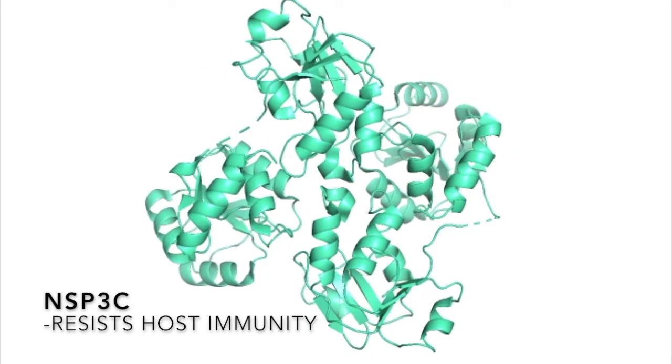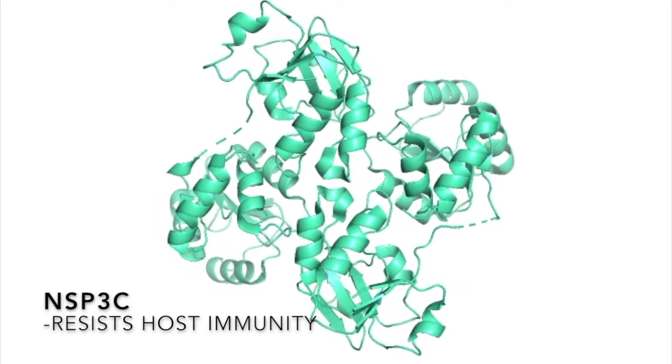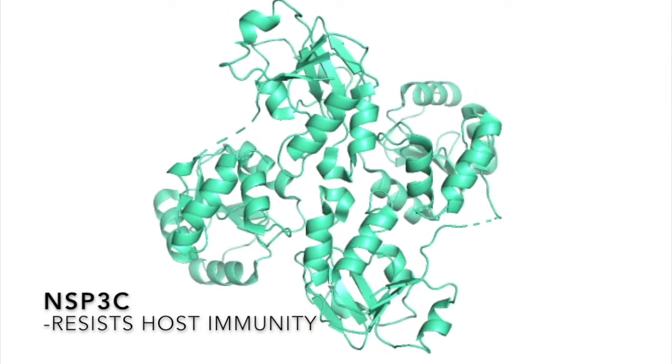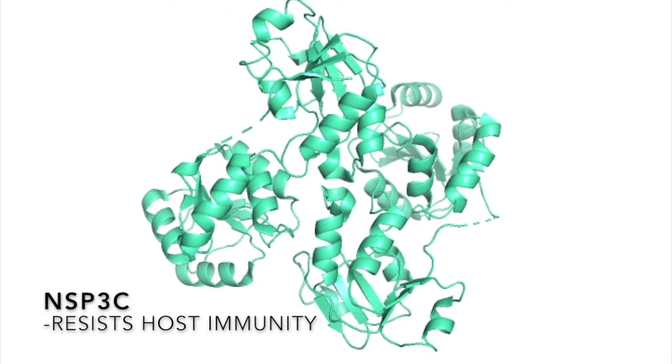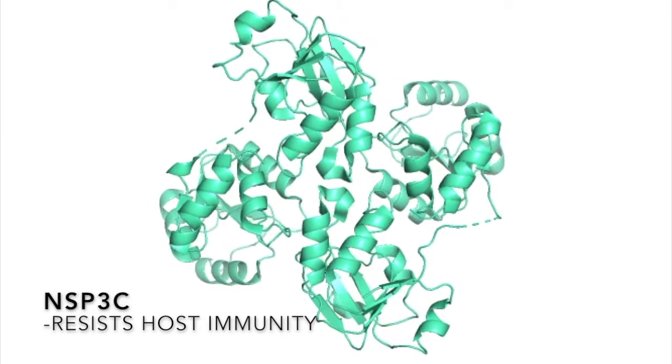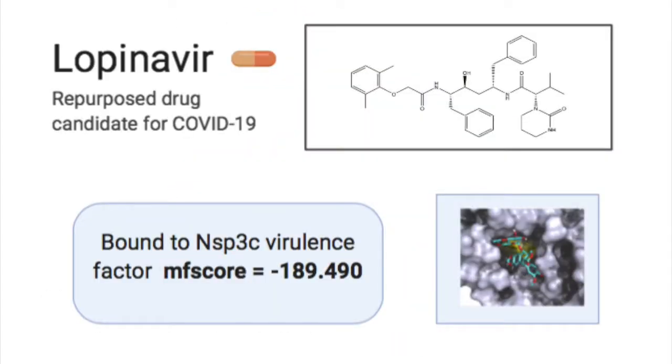NSP3C, or non-structural protein 3C, is another coronavirus virulence factor, which binds with the host's ADP ribose and helps the coronavirus resist host innate immunity. The drug lopinavir was identified to have high binding affinity to the NSP3C domain with an MF score of negative 189.5, which according to the scoring method indicates this drug to have strong interactions with the protein active site.